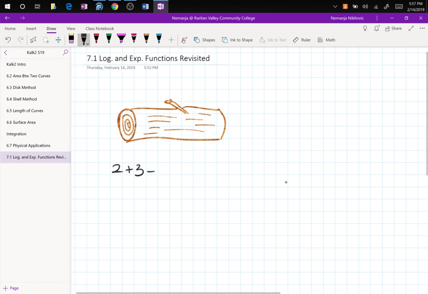2 plus 3 is? 5. Very good. We're done for today. Now, 5 minus 3 is? And 5 minus 2 is? Excellent skills. Next one. 2 times 3 is? 6 divided by 3 is? 2. And 6 divided by 2 is?